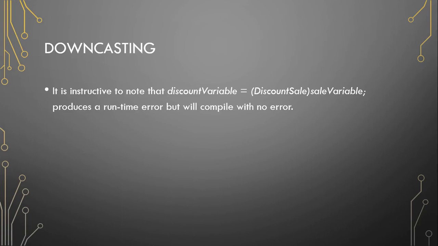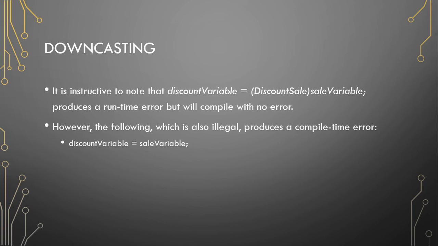Now, it is instructive to note that discount variable equals discount sale variable will produce a runtime error, but it's going to compile with no error. This is very important. So if you put your code in there, it's going to compile fine. However, you can actually hit run. That's where you run into the issues, because technically it's not looking for those instance variables yet.